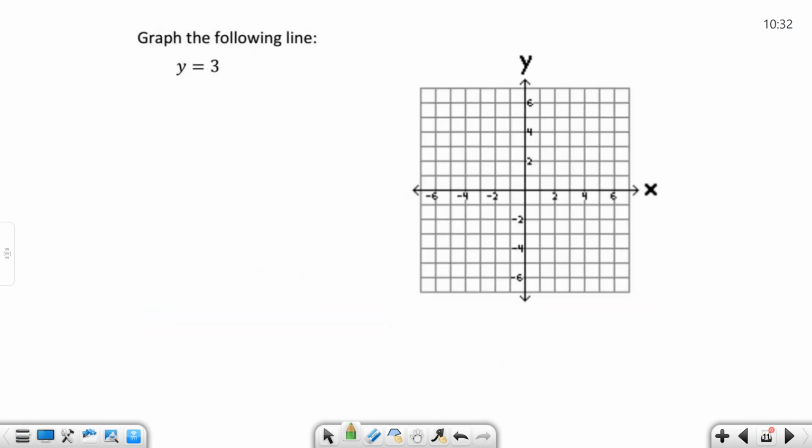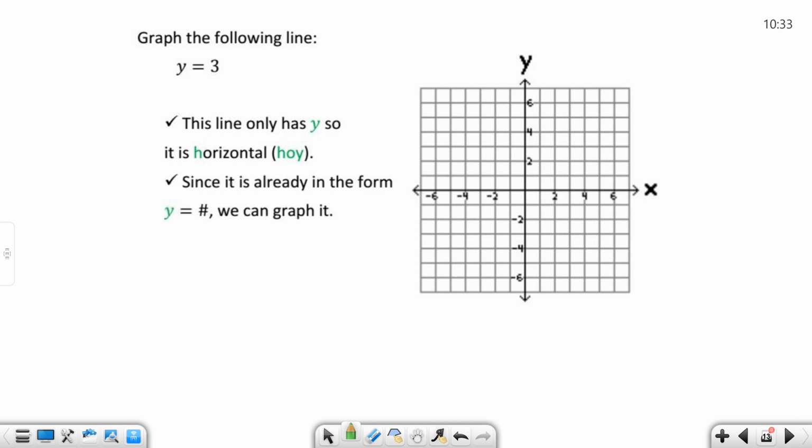All right? So here, let's graph the following line, y equals 3. Okay, so when we look at it, the first thing we see is, oh, wait a minute, there's only a y and no x. Well, if that's the case, it's horizontal, right? Hoy tells me horizontal, and I recognized it because it only had the y. It did not have an x in it. Since it's already in the form y equals a number, we can go straight to graphing it.